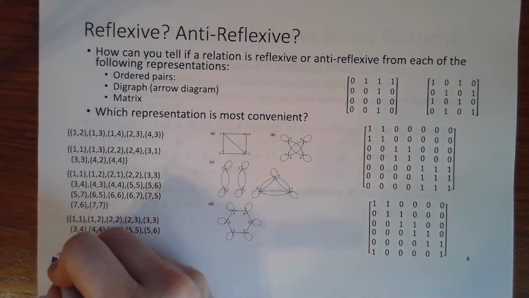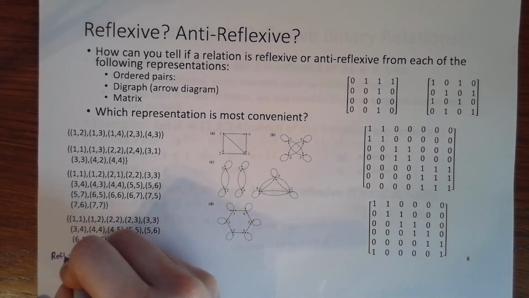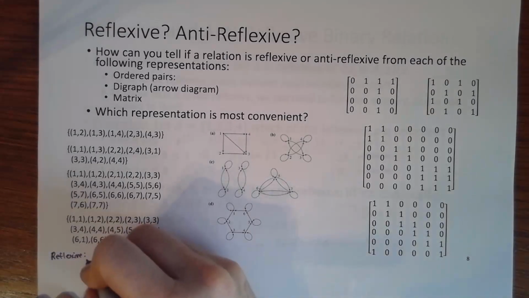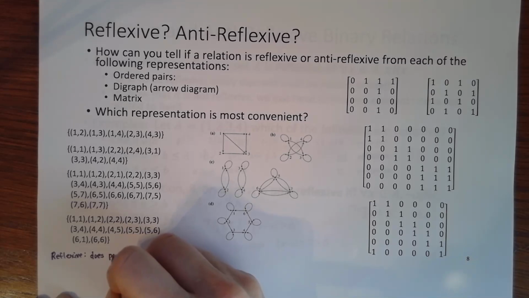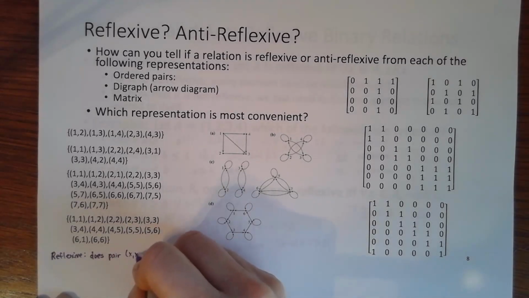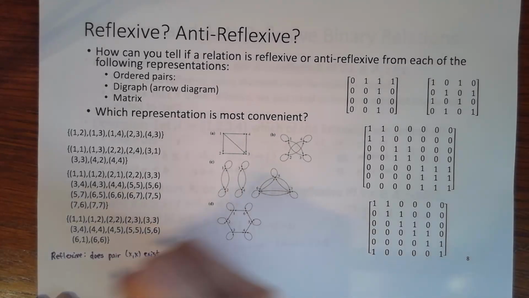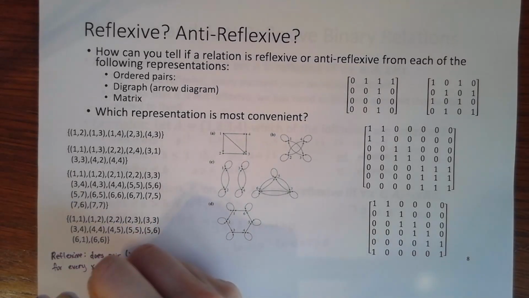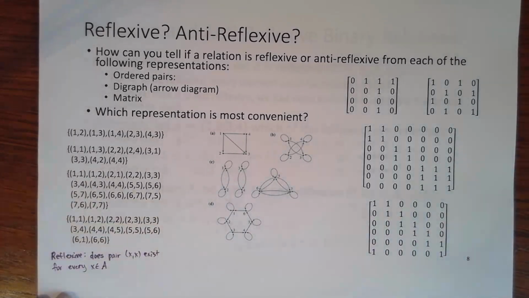So to be reflexive, we could just ask ourselves, does the pair (x, x) exist for every x in the domain? We'll just say the domain is A. If yes, it's reflexive. If no, then it's not reflexive.